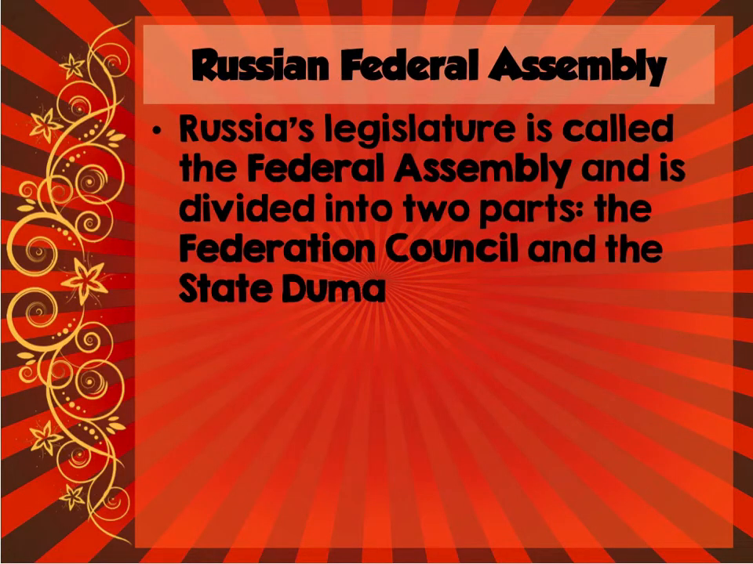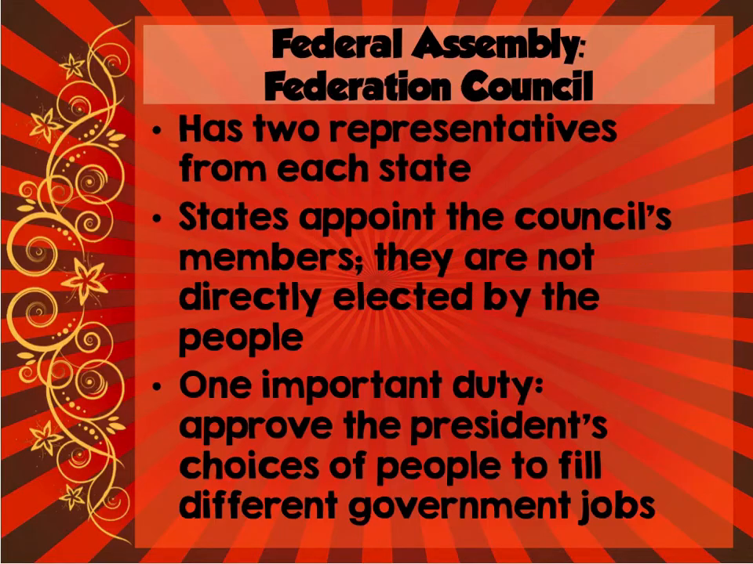Russia's legislature is called the Federal Assembly and is divided into two parts, the Federation Council and the State Duma. The Federation Council. It has two representatives from each state. States appoint the council's members. They are not directly elected by the people. One important duty that they have is to approve the president's choices of people to fill different government jobs.